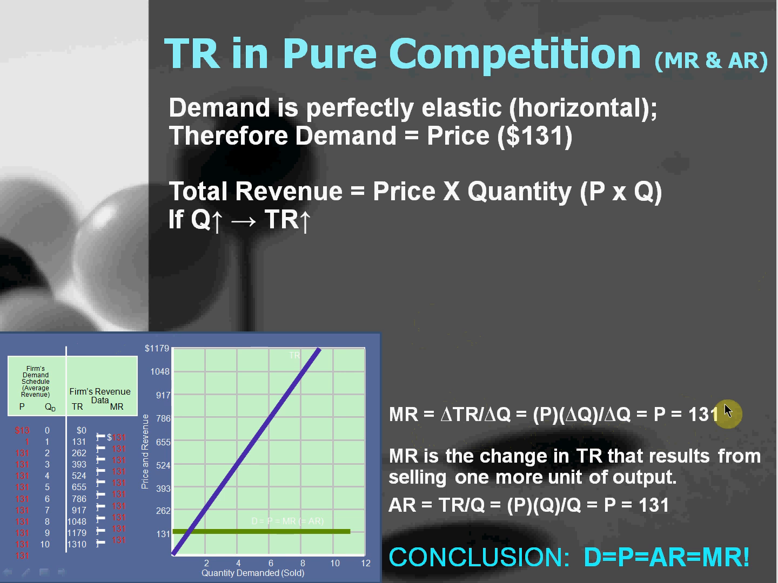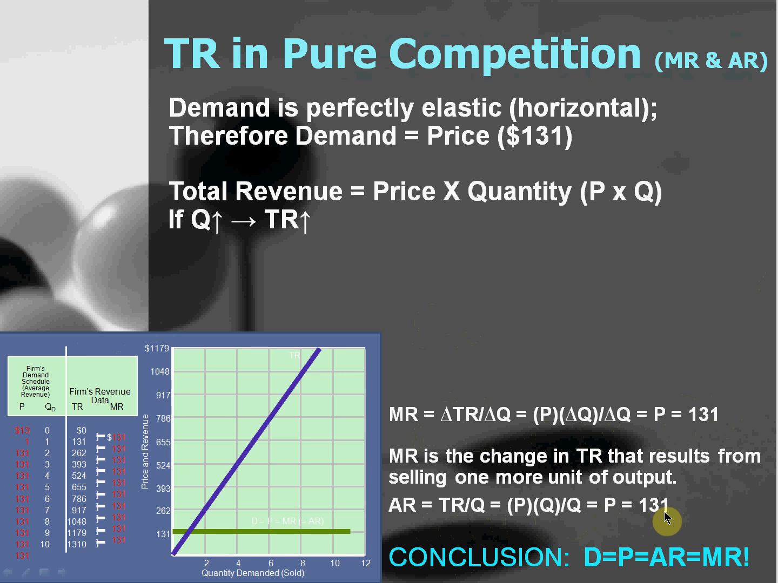Marginal revenue is the change in total revenue that results from selling one more unit of output. The average revenue is also the total revenue divided by quantity. Again, total revenue can be expanded to say price times quantity divided by quantity. Canceling out the two quantities, we're again left with price at 131.